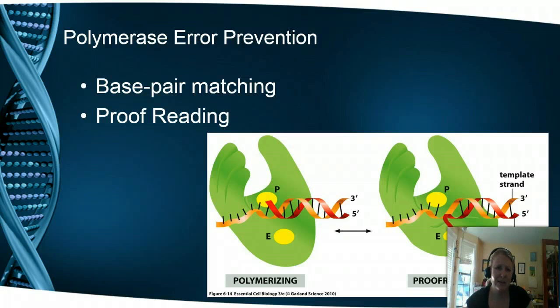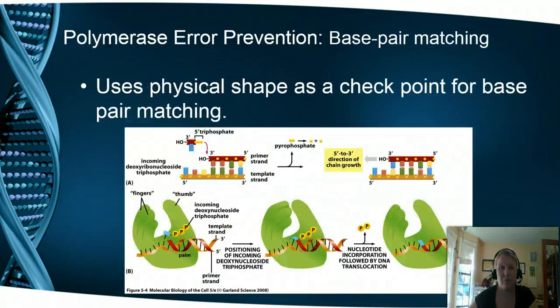And that's because this enzyme has two ways of checking. It has a base pair mismatch check and a proofreading mechanism as well. Let's look at both of these processes. So the first is error prevention in the first place. It uses base pair matching to make sure that it's going to match up, and this simply happens by a physical check.